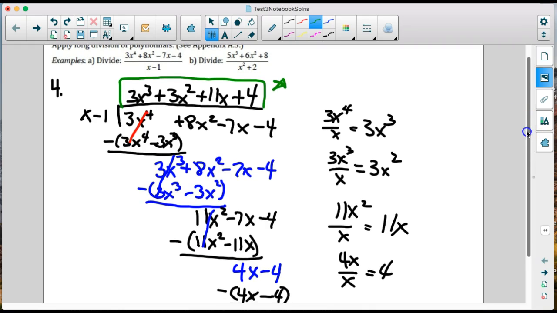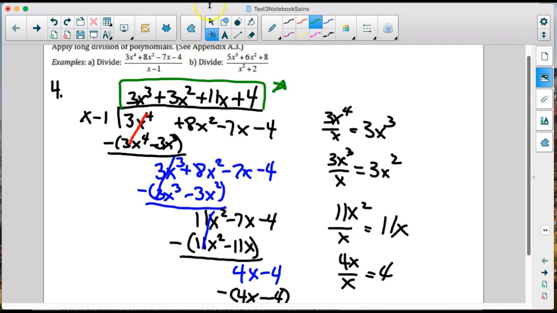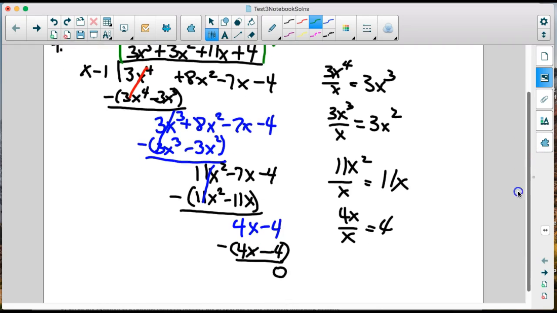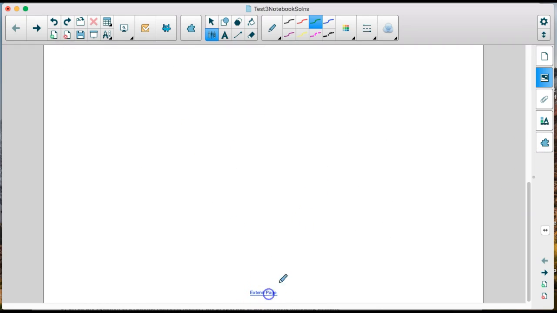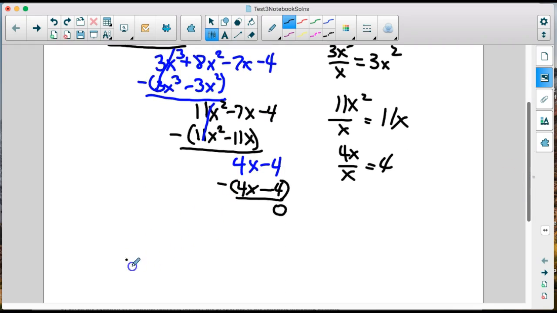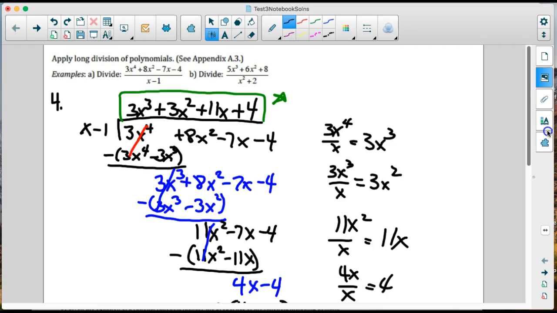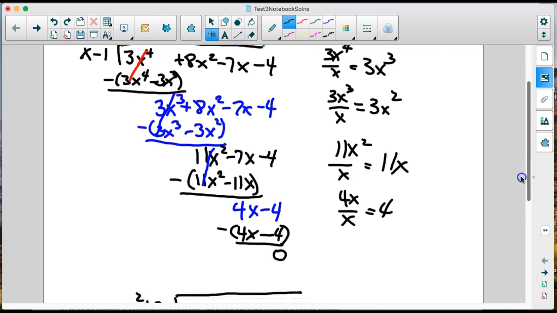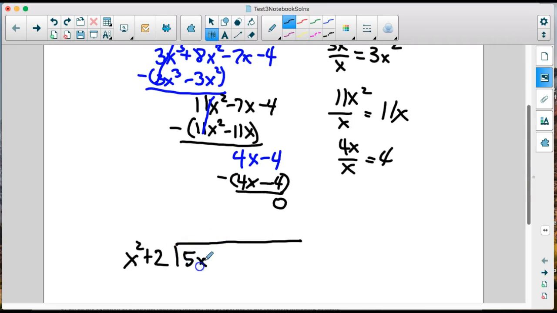Okay, we're going to now do part B, which is we're going to divide this polynomial by this binomial. So let's work on that problem next. So in part B, we have x squared plus 2 divided into the polynomial 5x to the third plus 6x squared plus 8.